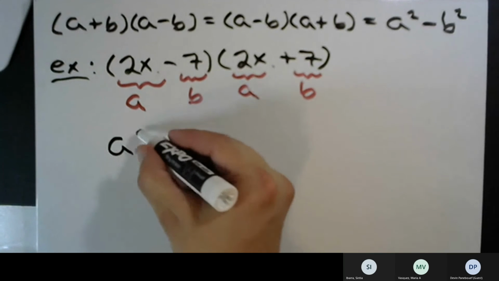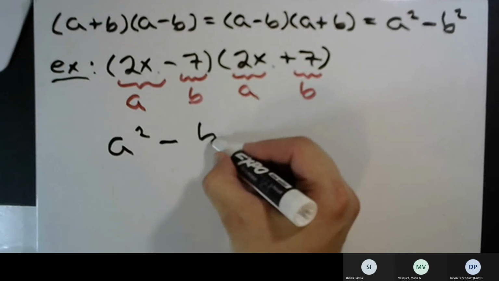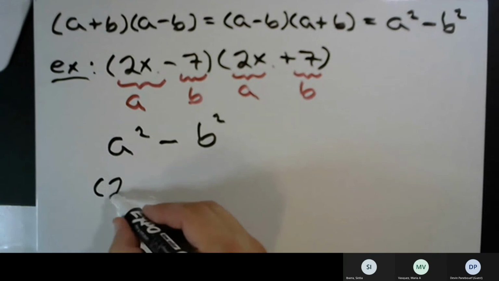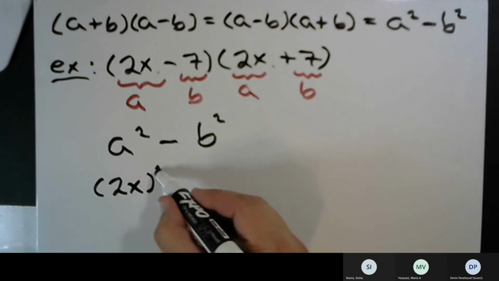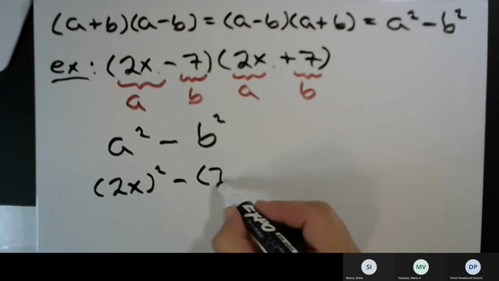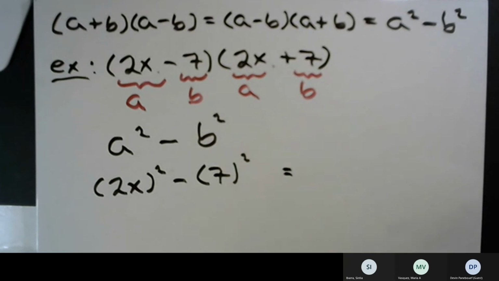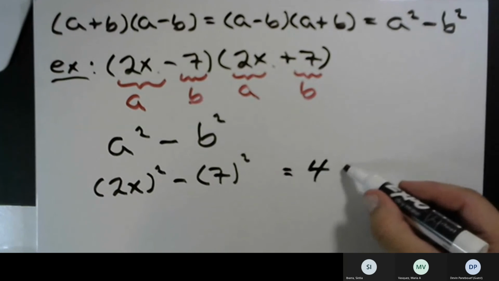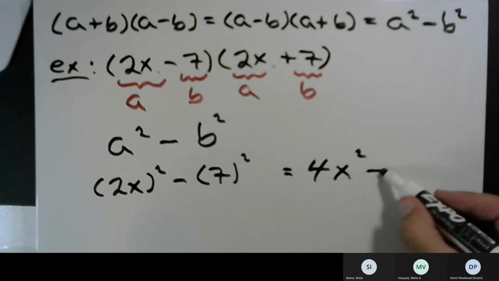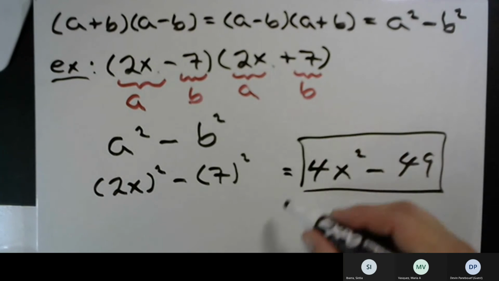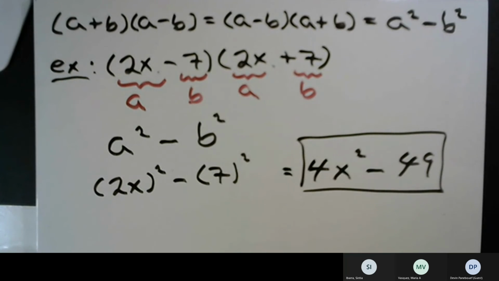So we'll have a squared minus b squared, or 2x squared minus 7 squared. That's going to be 4x squared minus 49. And that's going to be the answer.